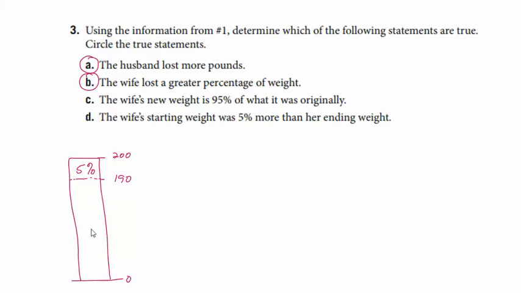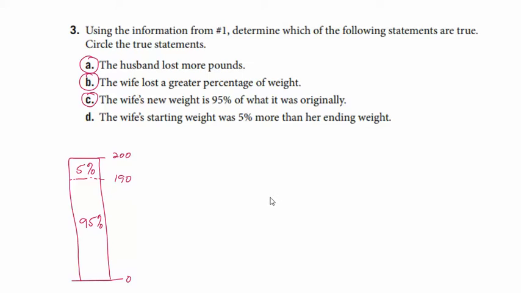So how much weight does she have left from her original 200 pounds? That has to be 95% so that those add up to be 100. So her new weight is 95% of the original 200 pounds. Right? That's true. The wife's starting weight was 5% more than her ending weight.